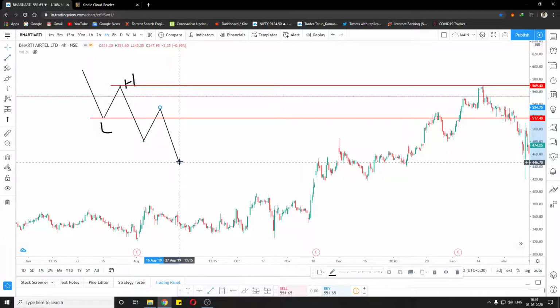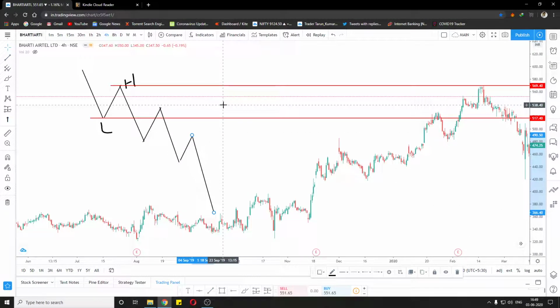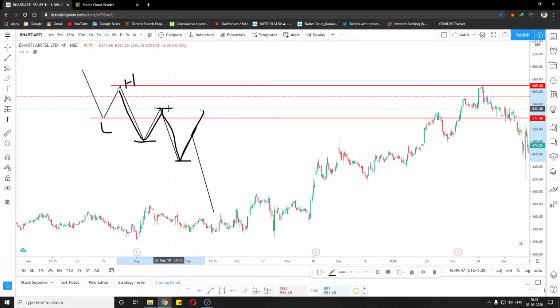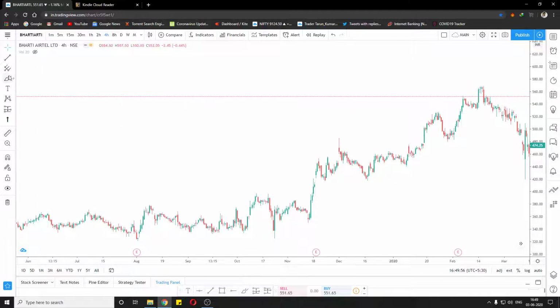So the downtrend will look something like this. It can be of any length. The only principle, which I have repeated many times, is that this low should be broken every time, but this high should not be broken. For example, if it breaks this high, then the downtrend is broken. I hope you have an idea about the uptrend and the downtrend.